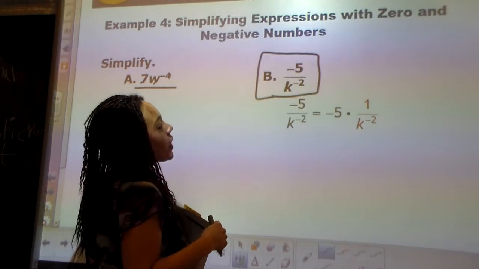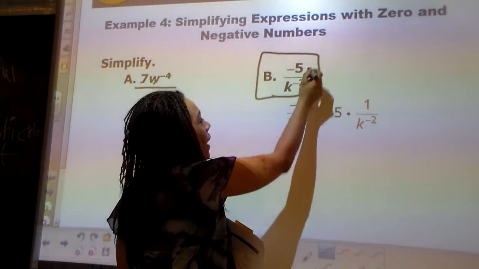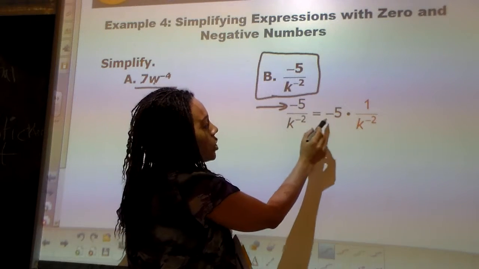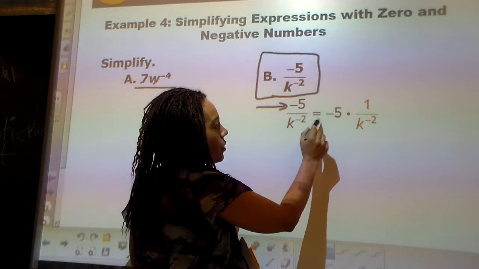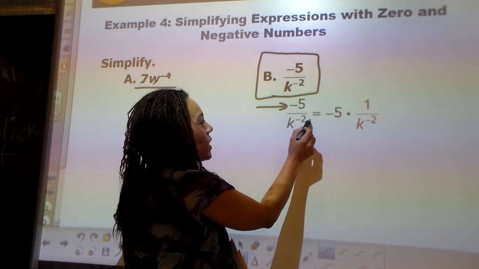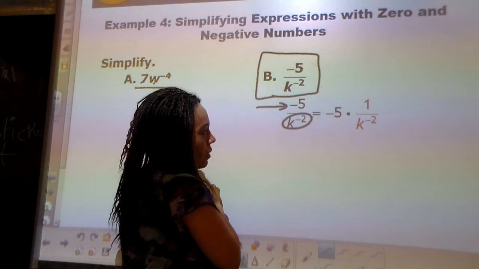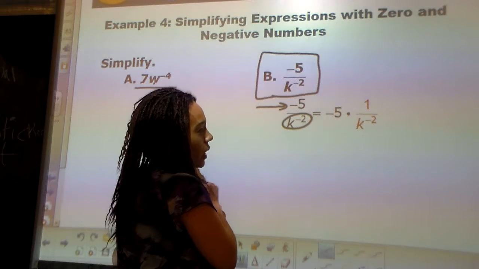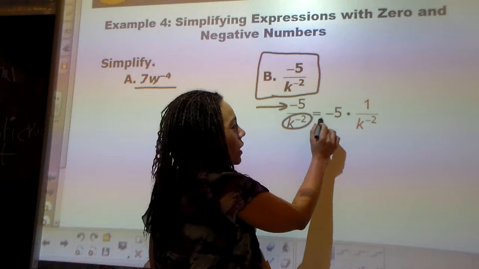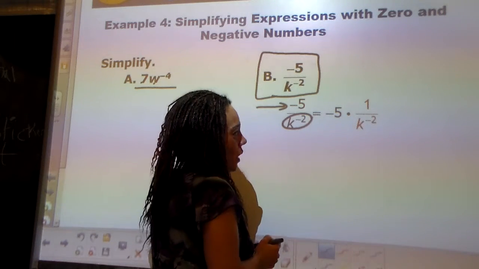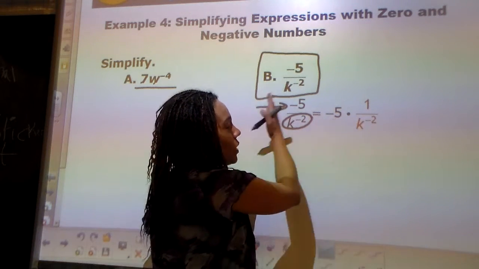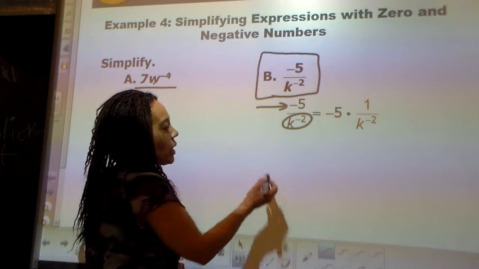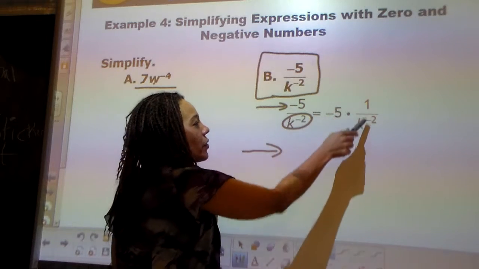So in order to simplify this, the first thing I notice is I have negative 5. So I'm going to keep the negative 5, okay? When you get to this k to the negative 2 power, it's like saying negative 5 times 1 over k to the negative 2 power. So what I did was I pulled these apart.